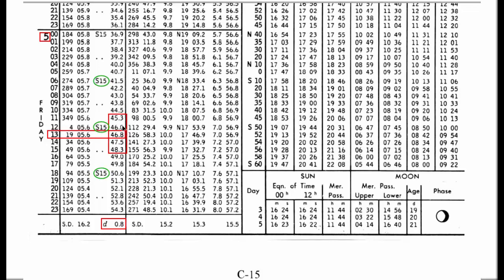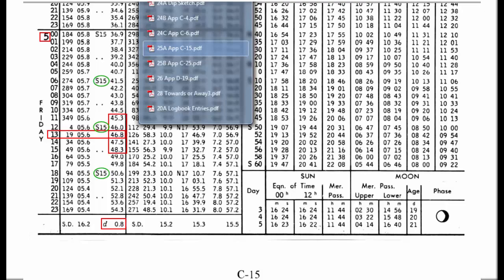And we also see that the declination minutes are increasing as we come down the page. Here you see 46.0, 46.8, 47.5, 48.3, 49. Okay, so they're increasing. So the little d that we're going to look up is a plus little d. And here's the little d for this column, 0.8. So it's going to be plus 0.8. So let's go back to our calculation.